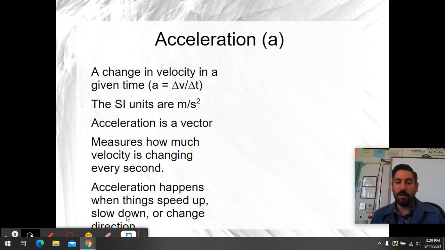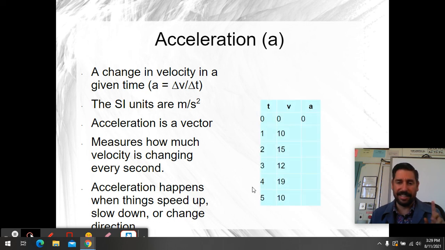But the part that people most often miss is that it also happens if you change direction. And that is because velocity is speed and direction. So if the speed changes, there is an acceleration. If the direction of the velocity changes, the velocity changed, so you'll also have an acceleration. So acceleration happens when things speed up, slow down, or change direction. Let's look at an example, and this is the last thing we're going to talk about today.